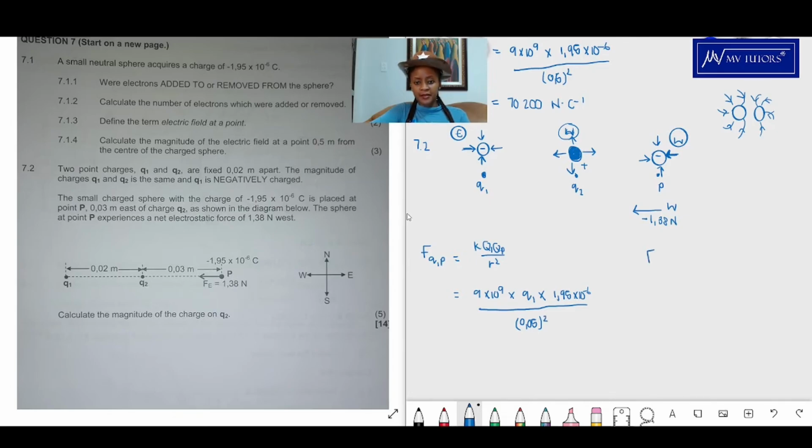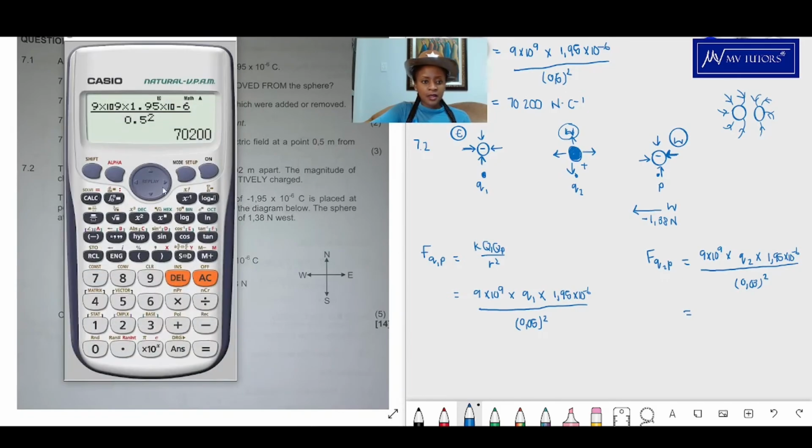Okay, and then we have Q2 due to P. All right, again, we're gonna have 9 times 10 to the 9. I'm not gonna write the formula again. This time we have Q2 and same story, 1.95 times 10 to the power negative 6. And the distance between Q2 and P is 0.03 squared. Okay, so if we work that out, well, here we have 9 times 10 to the 9 times 1.95.